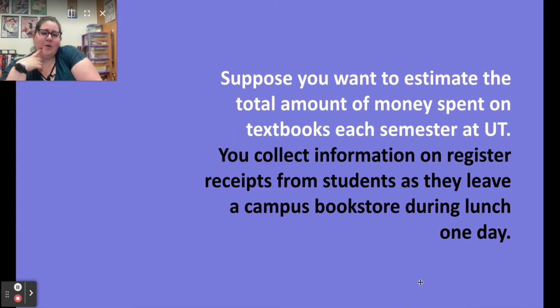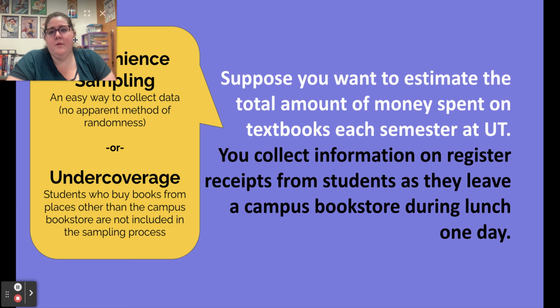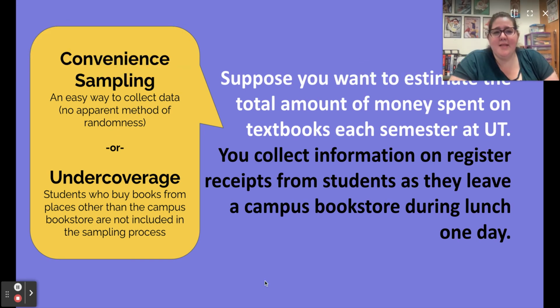All right, second one. Suppose that you want to estimate the total amount of money spent on textbooks each semester at UT. So you collect information on register receipts from students as they leave a campus bookstore during lunch one day. So this one, you could say two things. Convenience sampling, right? There was no apparent method of randomness. They just stood outside of one bookstore and collected receipts. It was an easy way to collect data. They didn't have to go out of their way. There was no real attempt at randomness.